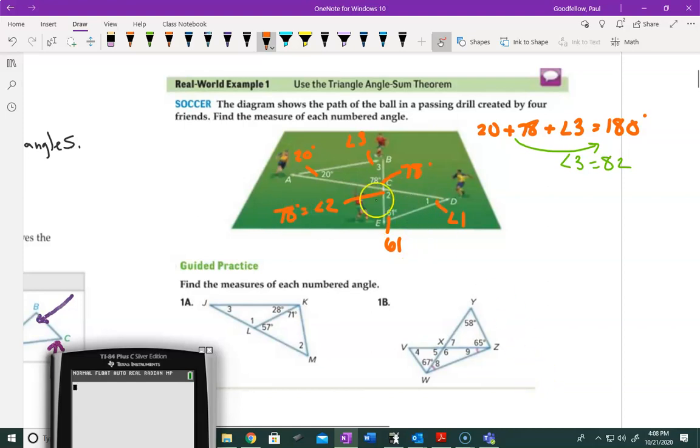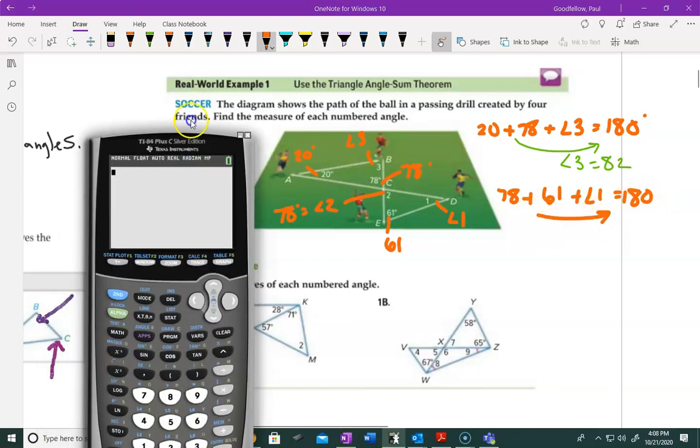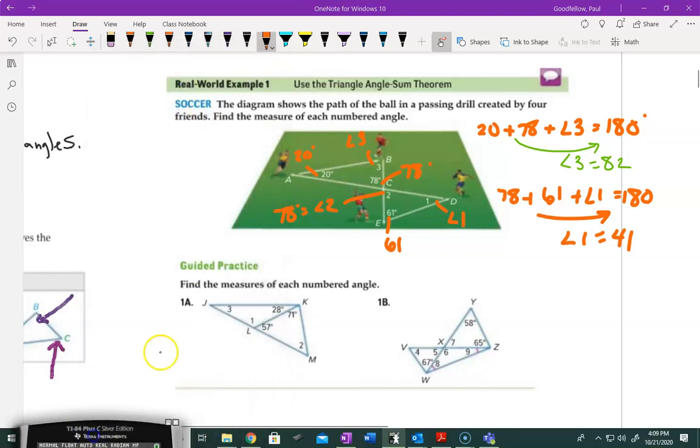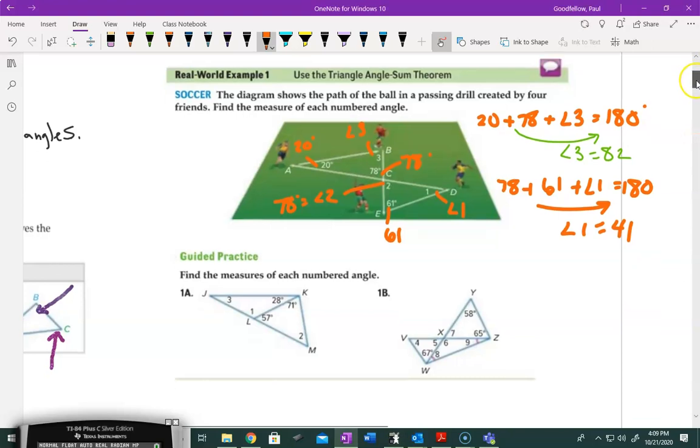And that triangle down below with those soccer players has to add up to 180 as well. So we'd get 78 added to 61 plus angle 1 would add up to 180. If I subtract those on the other side, let's go back to Donna and see what she says. 180 minus 78 minus 61 would be a total of 41 degrees for angle 1. All right? So remember, your goal here is to try and get your triangle to be 180 degrees.